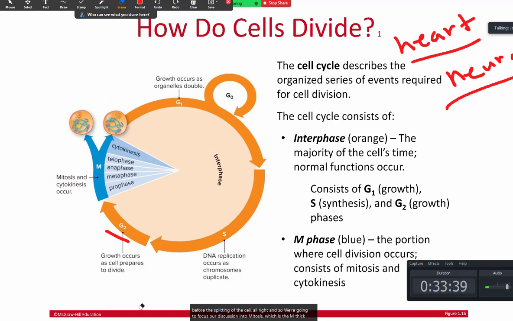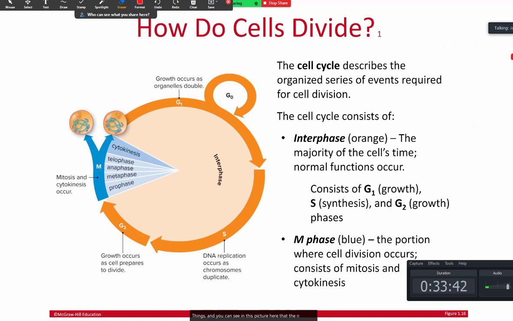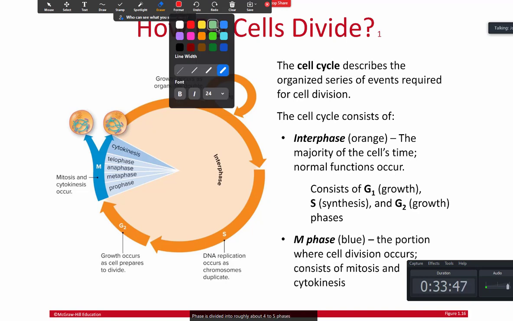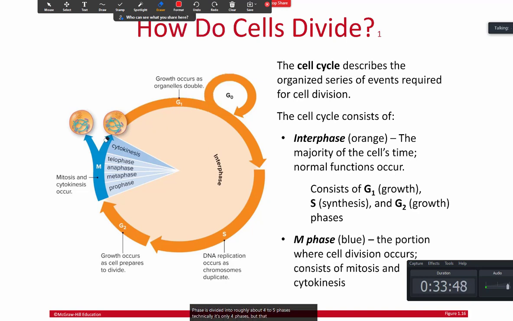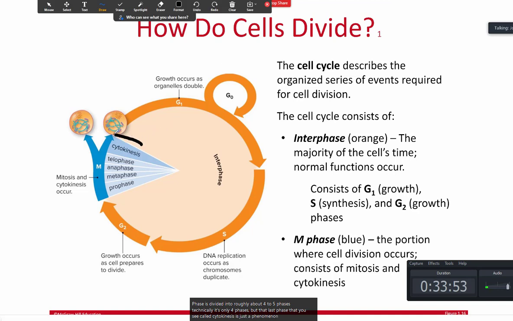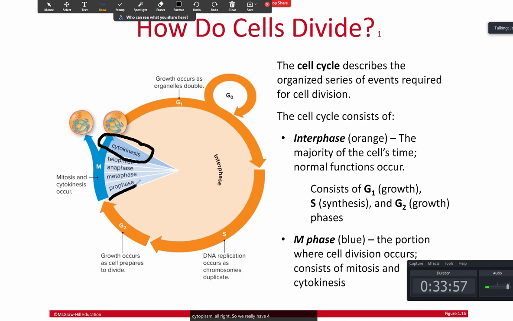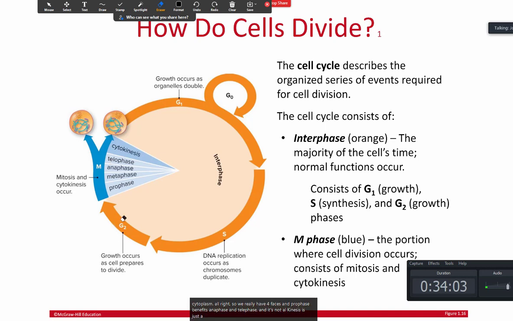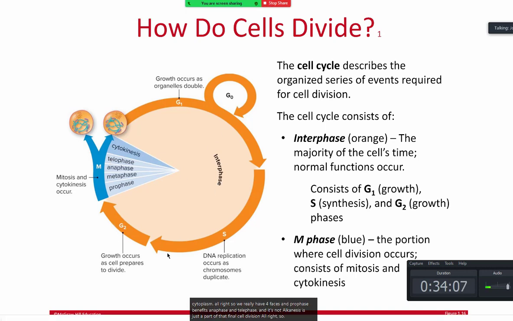And you can see in this picture here that the M phase is divided into roughly 4 to 5 phases. Technically, it's only 4 phases, but that last phase that you see, called cytokinesis, is just a phenomenon of dividing the cytoplasm. All right, so we really have 4 phases: prophase, metaphase, anaphase, and telophase. And cytokinesis is just a part of that final cell division. All right, so that's the storyline that we're going to get into.